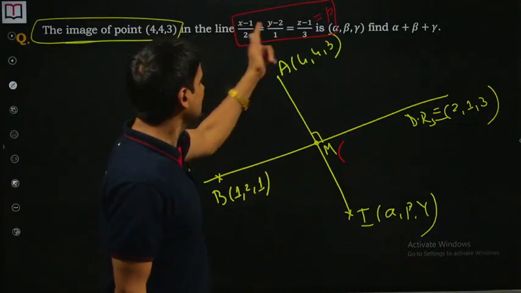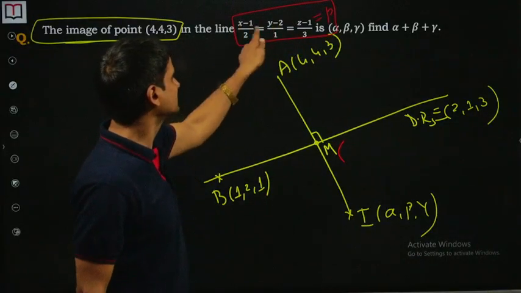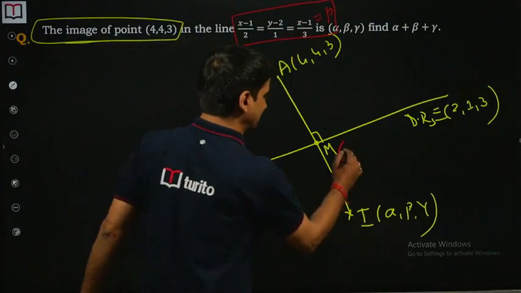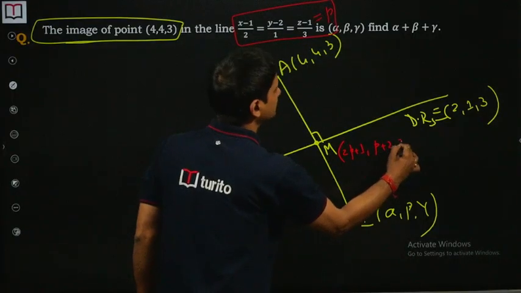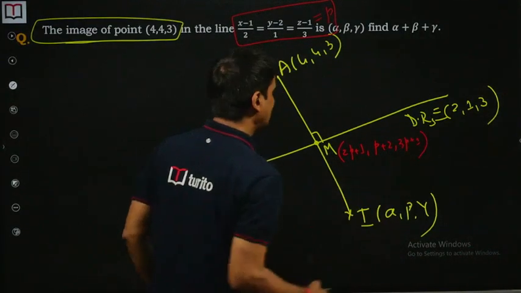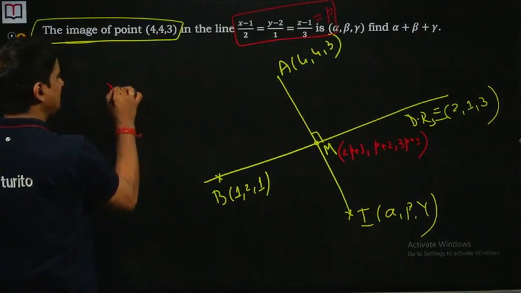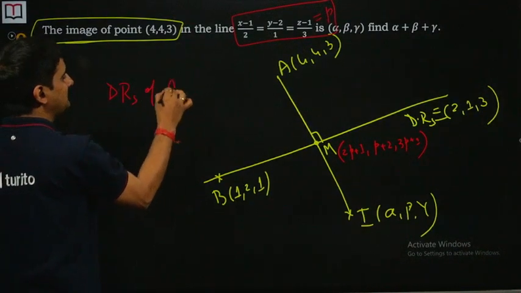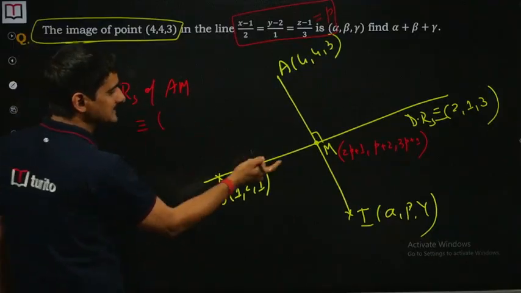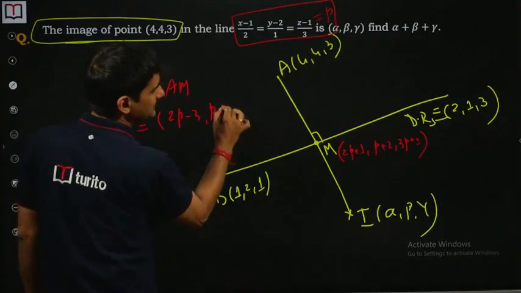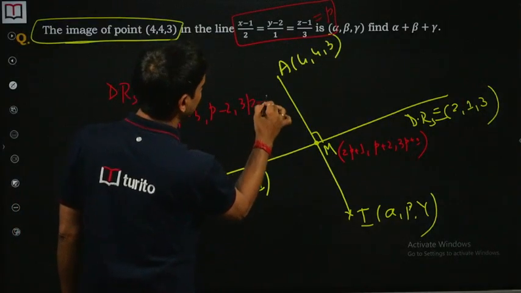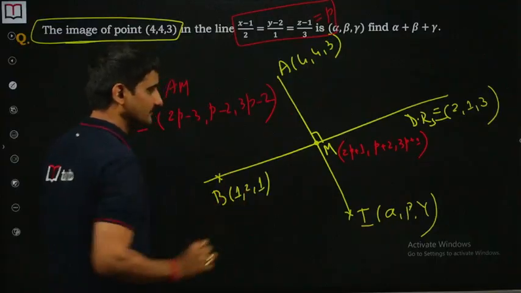So if we need any point on this line, we need x, y, z. So what is x? It's 2p plus 1. Similarly, p plus 2 for y, and 3p plus 1 for z. Now AM, can we write the DRs of AM? Of course we can. We know it's x2 minus x1, so it's 2p minus 3, y2 minus y1, p minus 2, and 3p minus 2 here. Isn't that so, bacho? Now what?